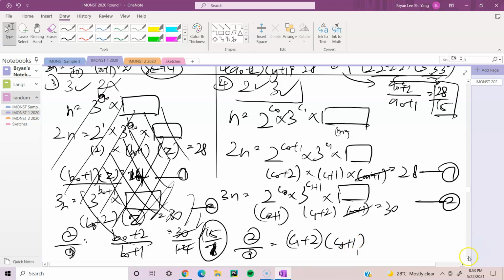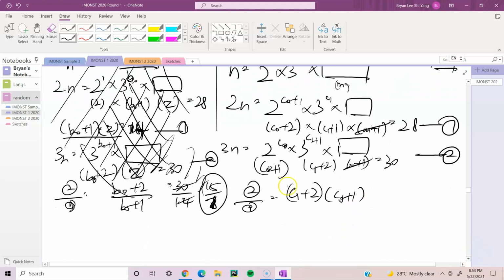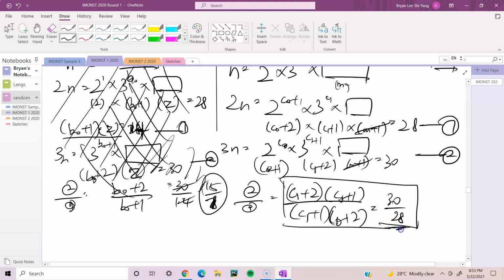Sorry, this is really confusing even for me now. Okay, (c1 plus 2) times (c0 plus 1), and then we have (c1 plus 1) times (c0 plus 2) equals 30 over 28. Now doing this would be a bit harder, but I won't show how I did it. But the final thing I found was that this actually has a solution. So you should do this yourself. Pause the video for like 5 seconds or something.